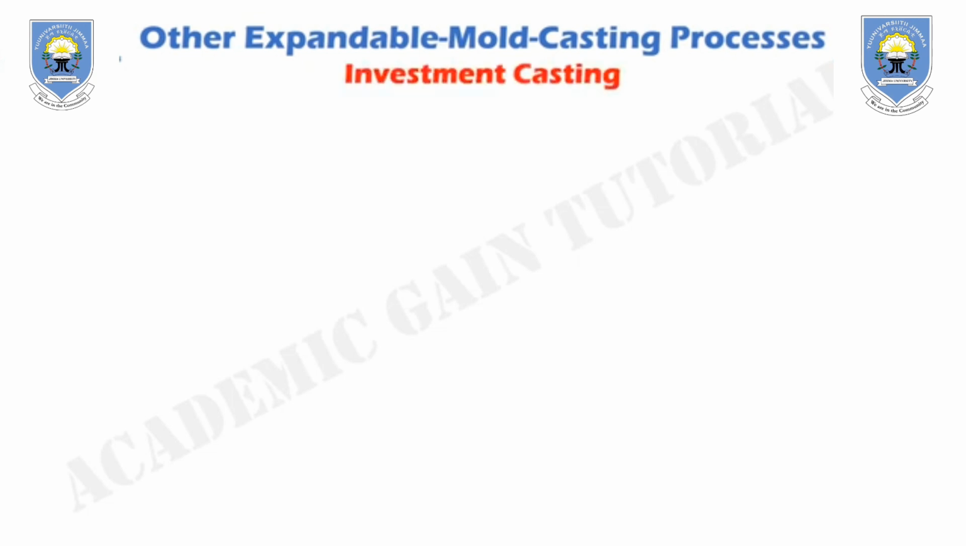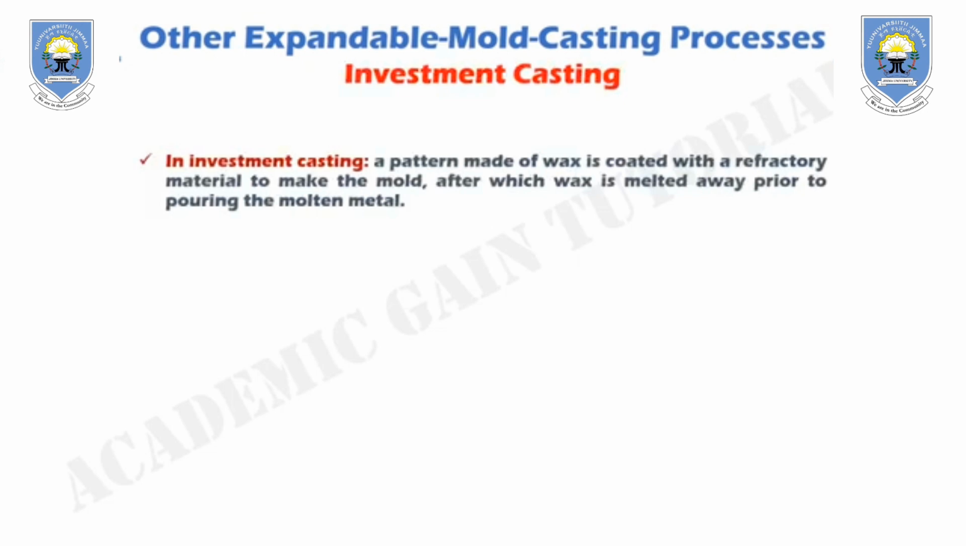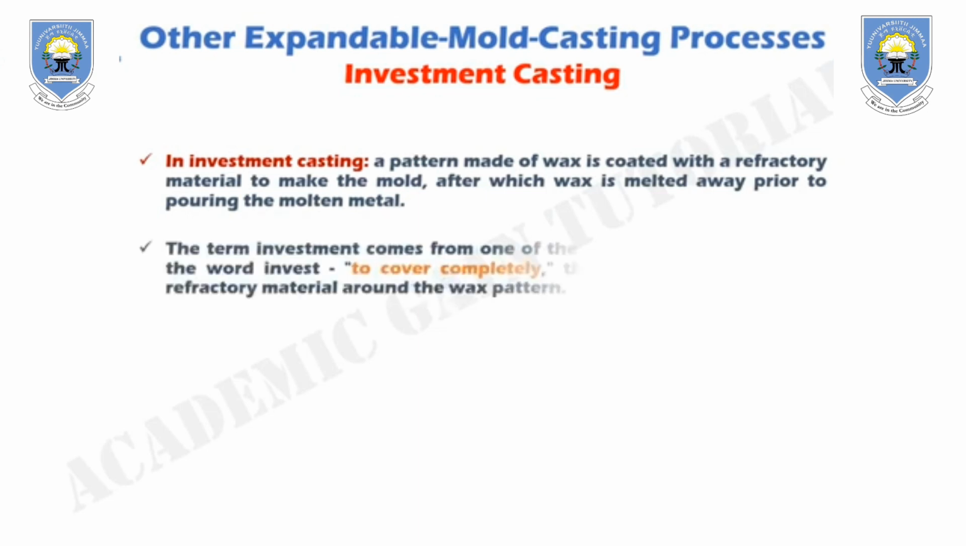In investment casting, a pattern made of wax is coated with a refractory material to make the mold, after which wax is melted away prior to pouring the molten metal. The term investment comes from one of the less familiar definitions of the word invest, to cover completely, this referring to coating of refractory material around the wax pattern.